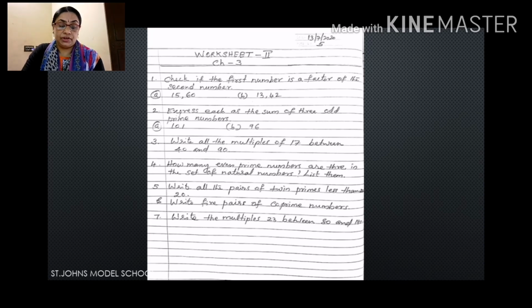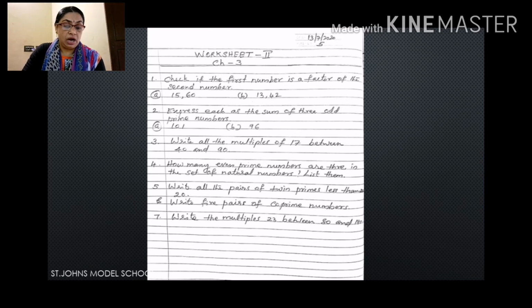Now, third question, write all the multiples of 17 between 40 and 90. You can use that table, sieve of Eratosthenes. Sorry, it's multiples of 17. You can get them from the multiplication table of 17. Okay, you have to write numbers between 40 and 90 only.